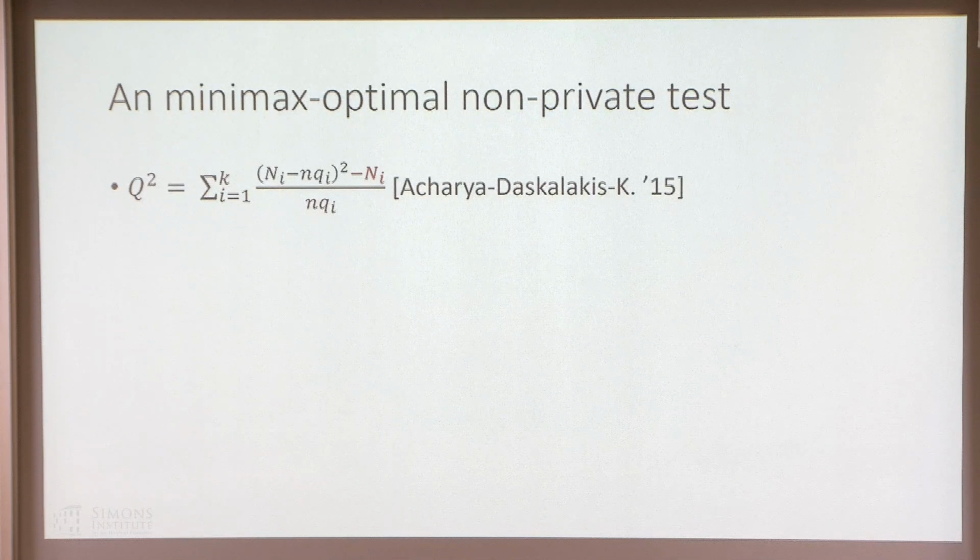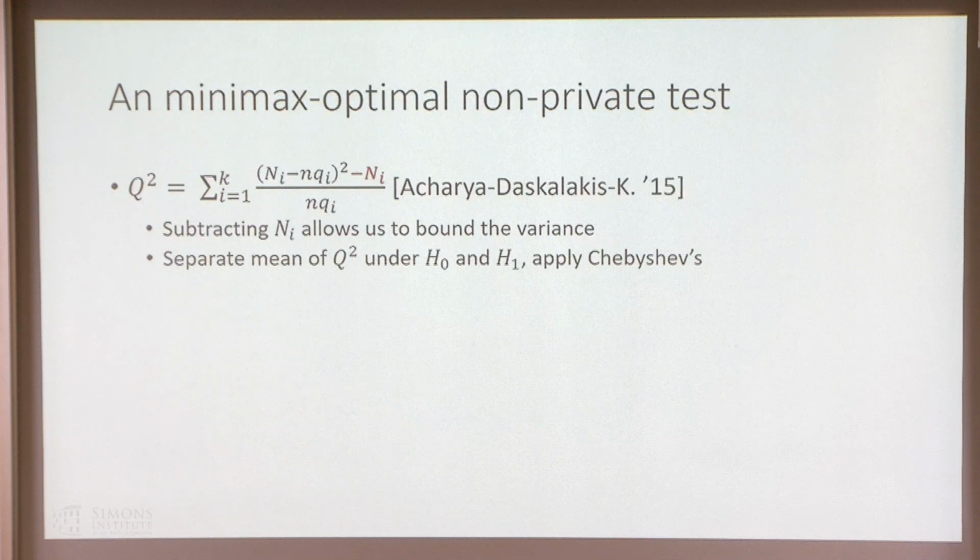And one thing I want to point out is this is very similar to Pearson's chi-squared test. The one difference is that you subtract out the counts, the minus n_i. This is kind of weird, and why? It turns out to be the right thing to do in the sense that you can bound the variance, and then doing Chebyshev's allows you to separate the two cases and get a sample complexity bound. But I think it's kind of cool that looking at this from a minimax perspective gave us this tweak which at least theoretically improves the sample complexity.